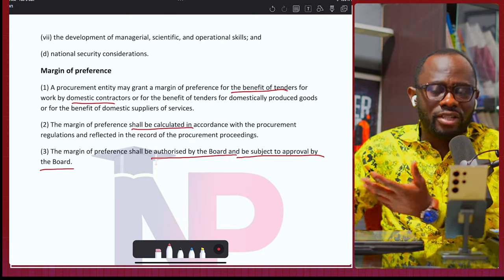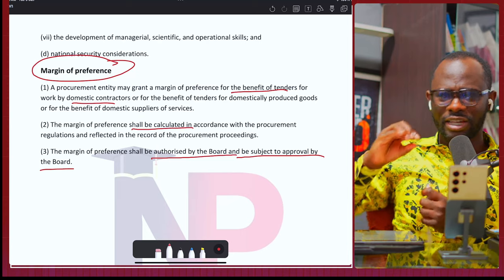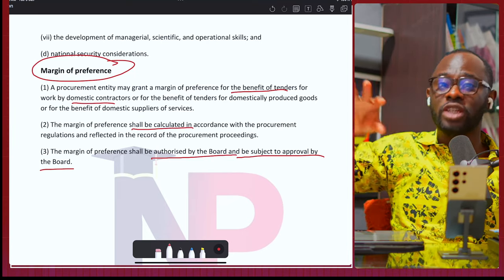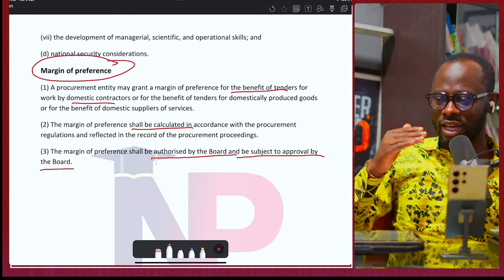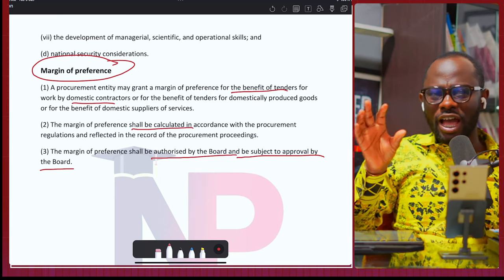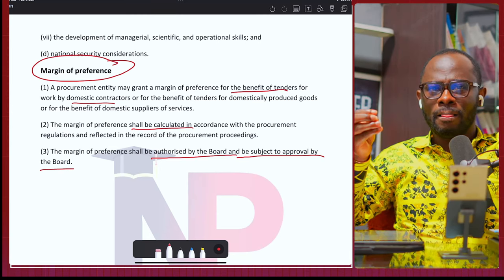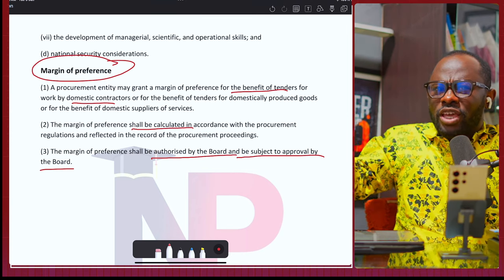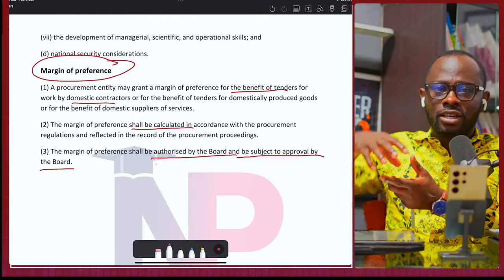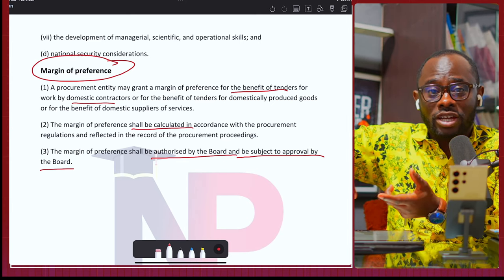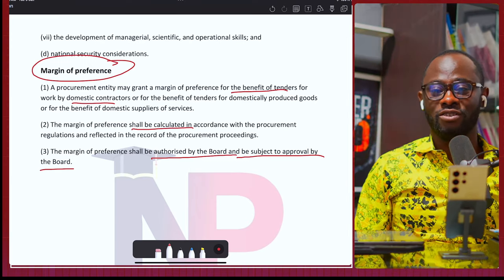Now, that preference is what is referred to as the margin of preference. So that when we are doing the evaluation of their tender documents, that will be like an added bonus to them even before we start with the analysis of whether they qualify. So once we meet the qualification, that will be like a plus to them. So that if we have two companies, one is a foreign company, one is a Ghanaian, a resident company in Ghana, and they all qualify, we will give the job to the Ghanaian company. It's because of the concept of the margin of preference. Like I said, we want the money we will pay to the contractor to remain in Ghana, rather than giving the money to the foreigner who will take it out of the country.